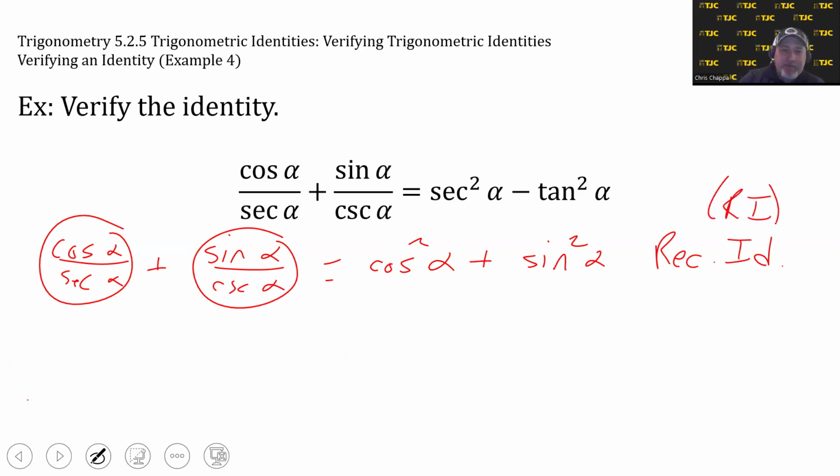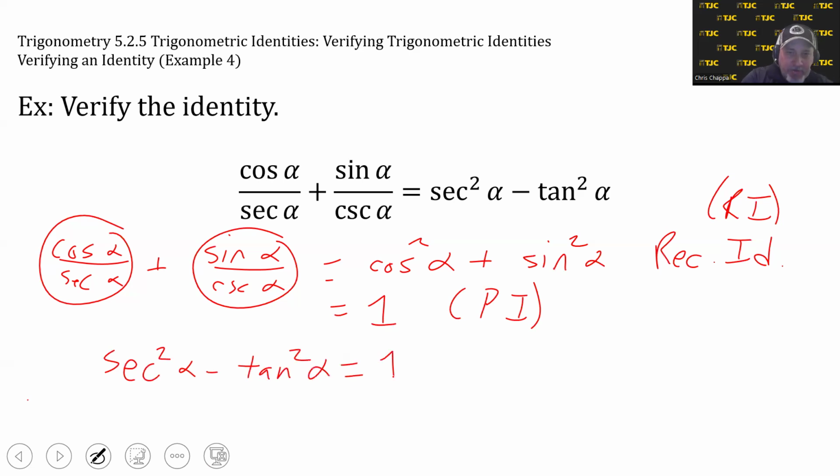Oh, wait a minute. That's a Pythagorean identity now. This is equal to 1. Pythagorean identity. At this point, could I turn the 1 into the right side of the identity? I could, but this is a perfect example of where you've made the left side as simple as you can. Let's see if we can make the right side match, and it won't take very long because secant squared of alpha minus tangent squared of alpha is also equal to 1 by a Pythagorean identity.